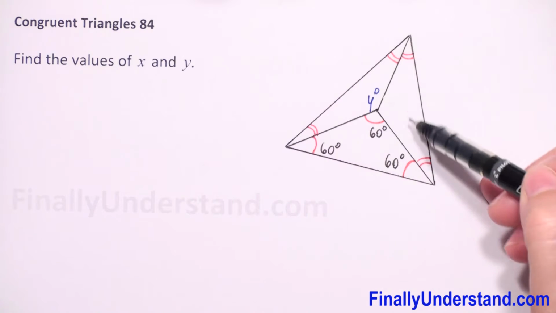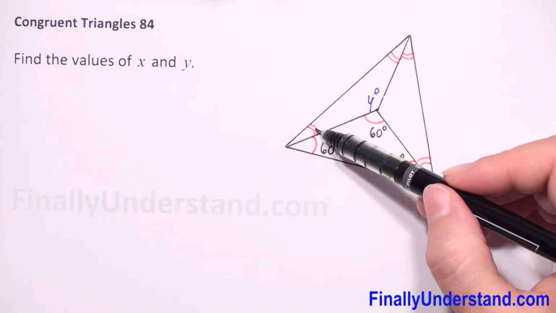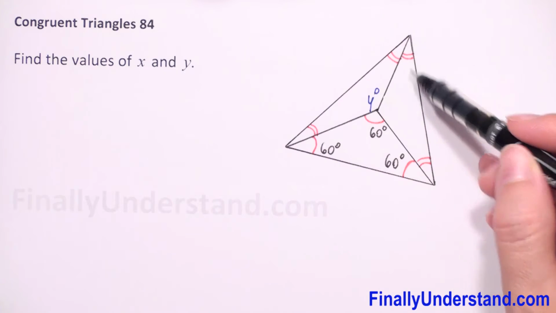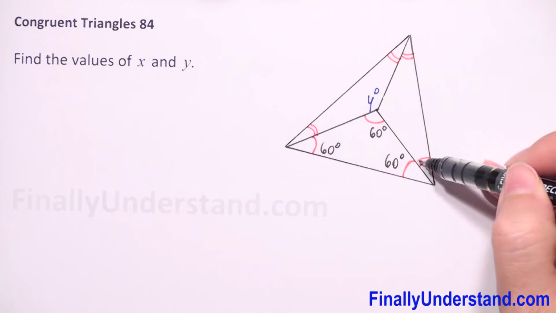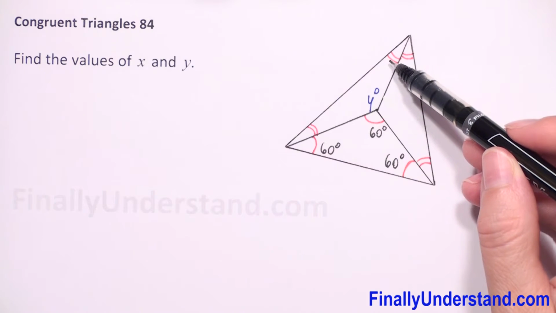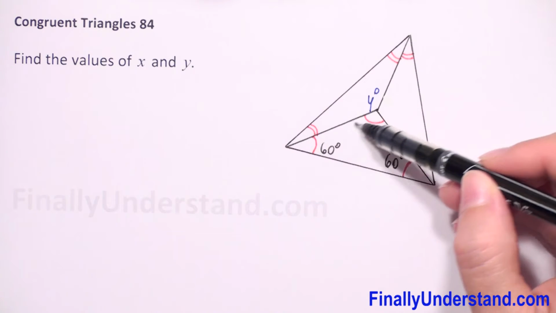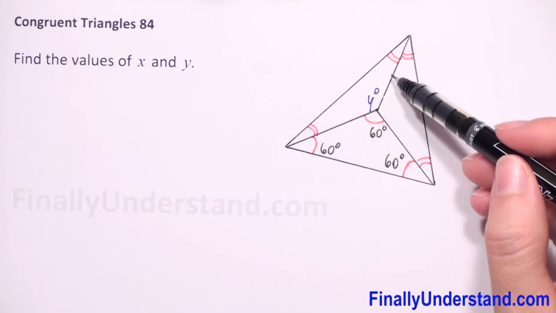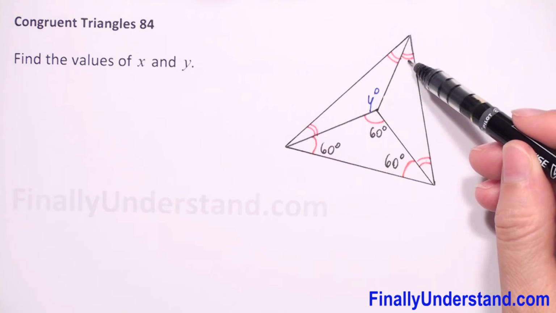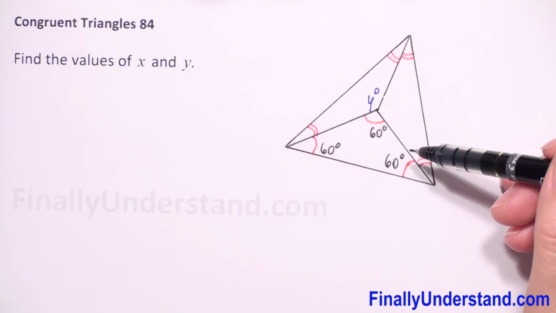What else? These two triangles are isosceles because we have these two angles congruent and these two angles congruent. So this triangle is isosceles. Because these two angles are congruent, it means that these two sides are congruent. So we have an isosceles triangle, and the same here. Because these two angles are congruent, it means we have here an isosceles triangle.